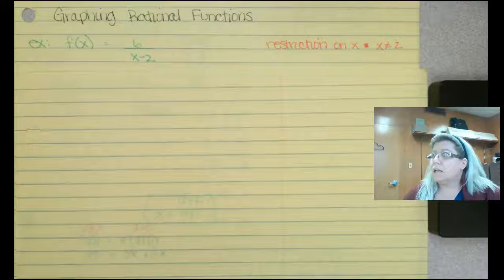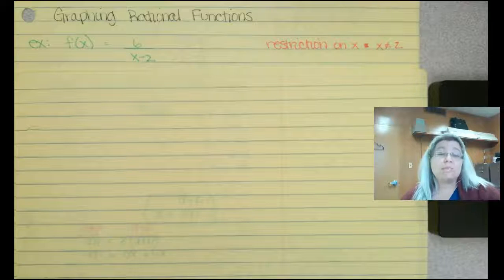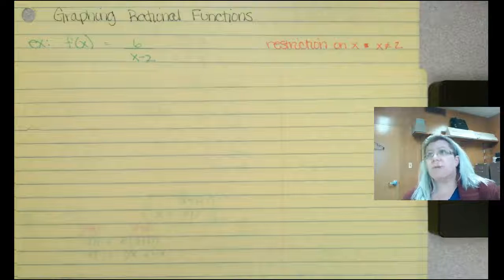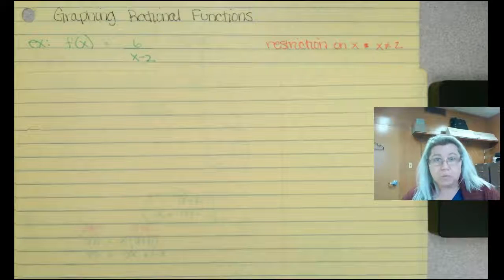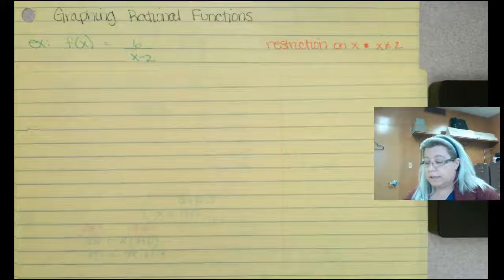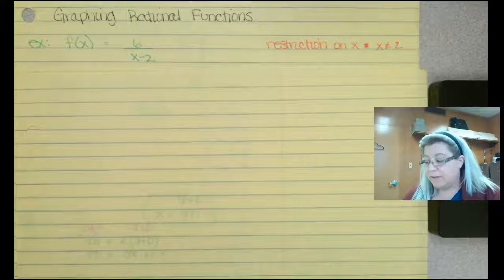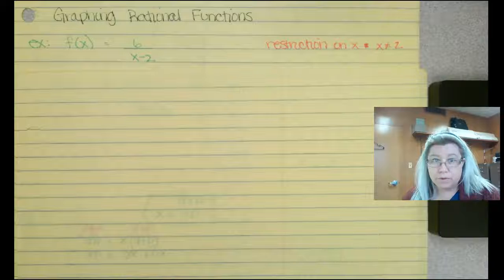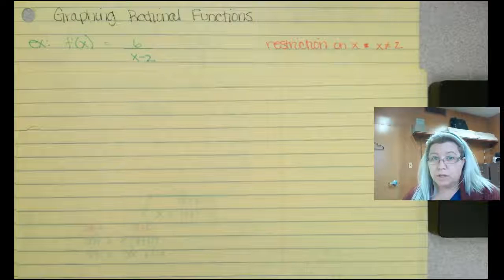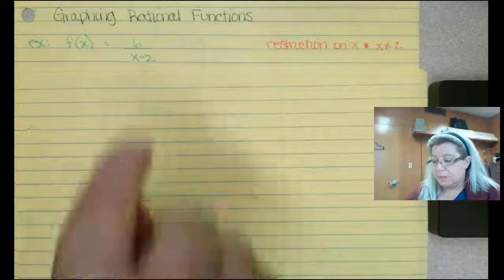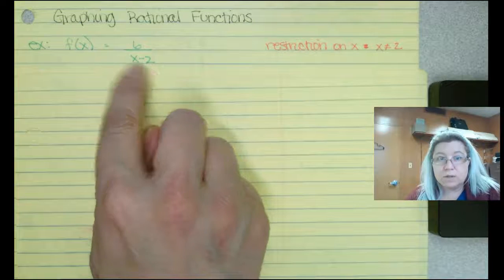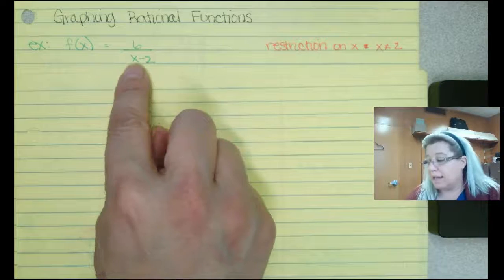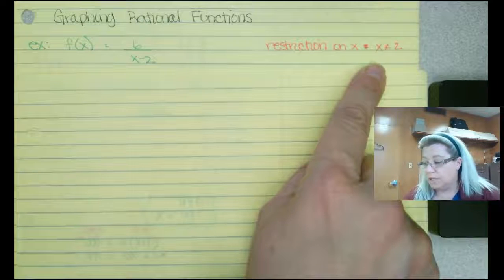Let's take it a step further and talk about graphing rational functions. We need to be very mindful of the restriction on x when we are graphing. Let's take the function f of x equals 6 over x minus 2. The restriction on x is when x equals 2, x minus 2 equals 0, so that is our restriction on x. We do not want x to be 2.